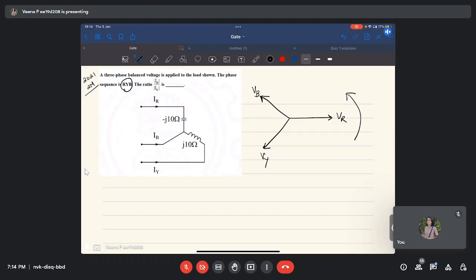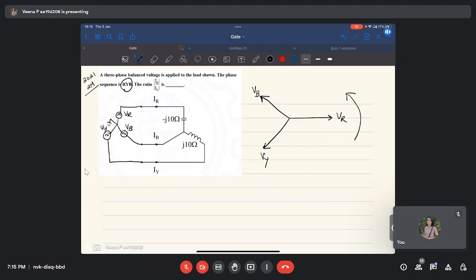So when you draw the phasor diagram, you have to keep in mind the direction of rotation. First VR will go, then VY will come, then VB will come. So that is my phase sequence. A three-phase balanced voltage is applied, phase sequence is given, and the ratio of the currents is asked. So this is your VR. This is your VB. This is your VY.